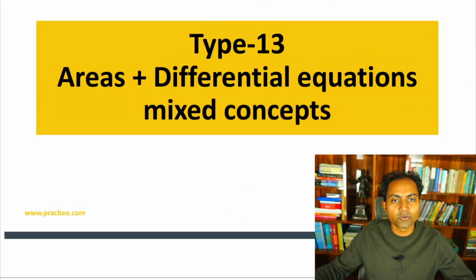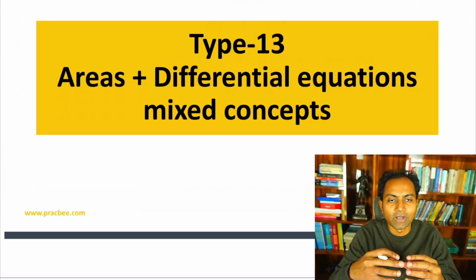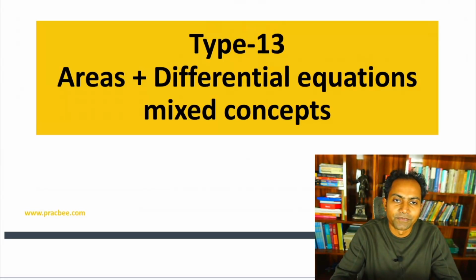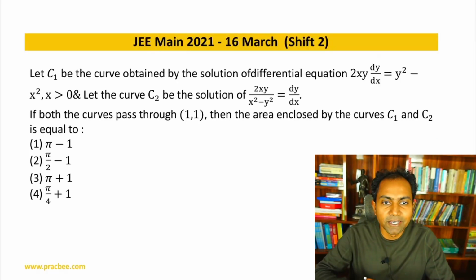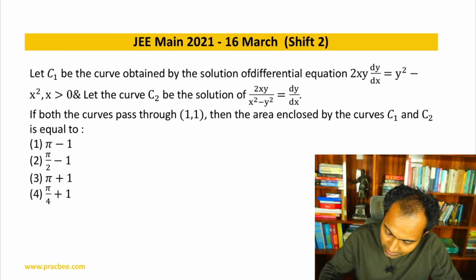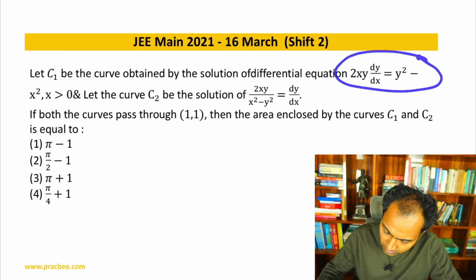Now type 13 questions are based on the intersection of idea of differential equation and area. Now let us see what JEE has asked on this problem type. If I look at this 2021 question, there are 3 parts of the question. What they are saying is there is curve 1 given in the question. This is my curve 1.